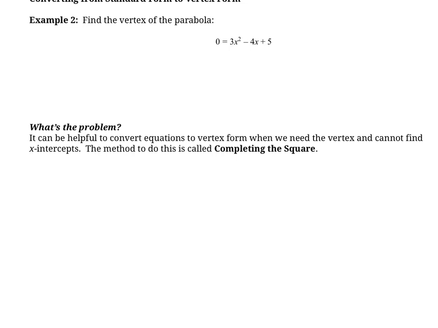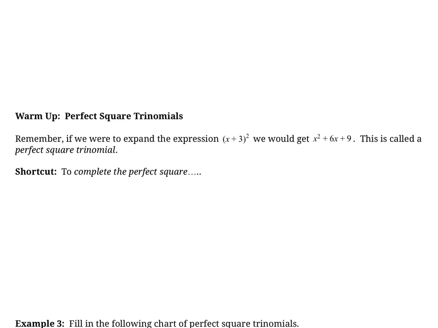However, it can be helpful to convert a standard form equation to vertex form when you need the vertex and you need that information. And so the method that we're going to use to do this is called completing the square. Before we dive into the steps for completing the square, we're just going to do a little bit of a warm-up, and we're going to take a look at a concept called perfect square trinomials. So remember, if we were to expand the expression x plus 3 squared, that really just means that you would take this expression and you would write it out twice, since it is squared.